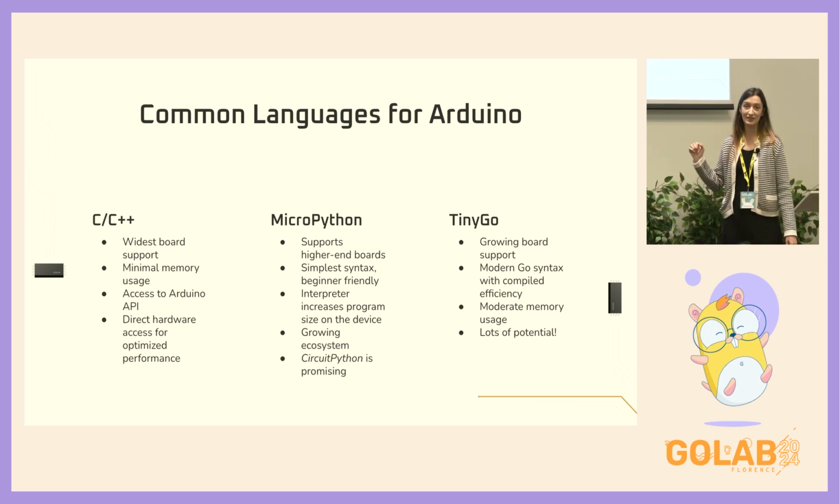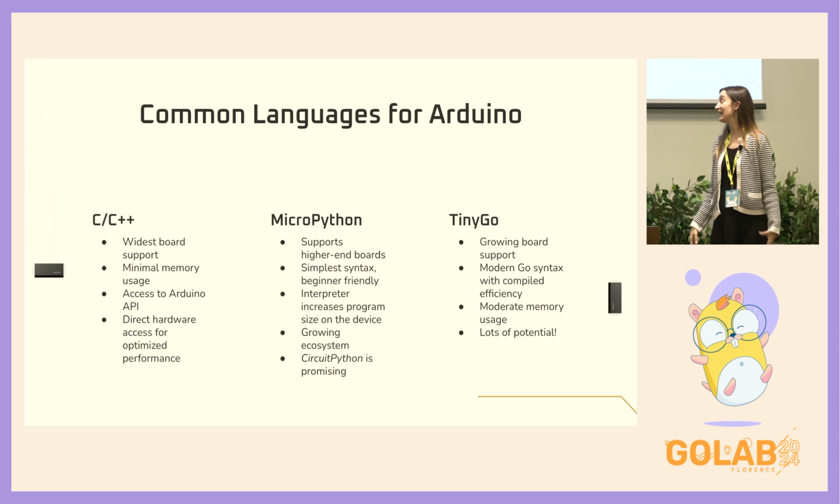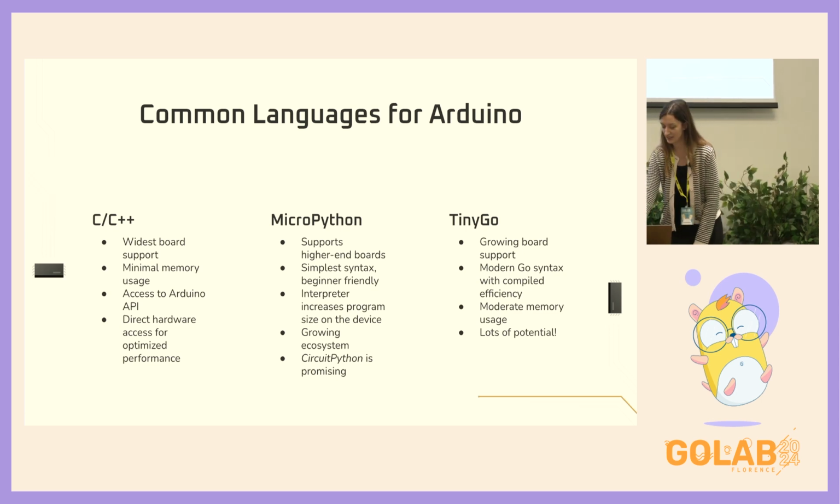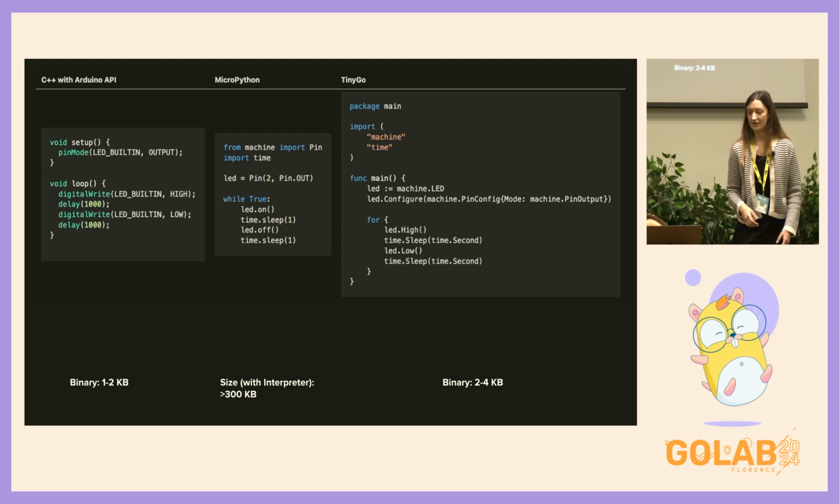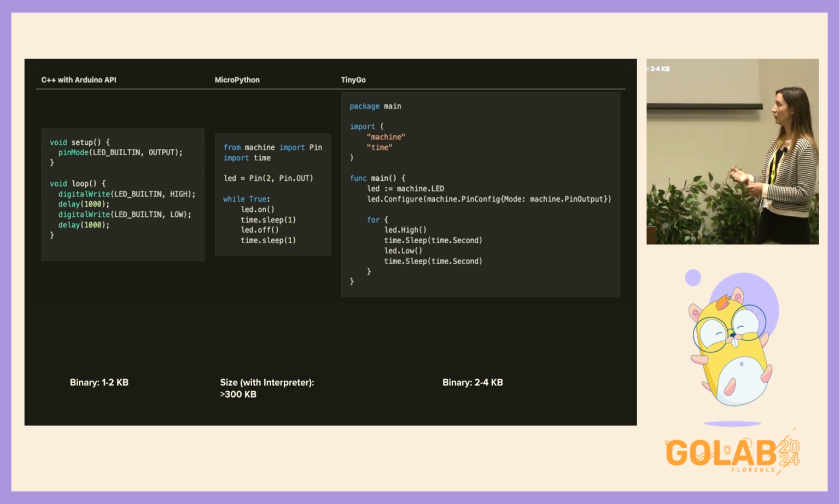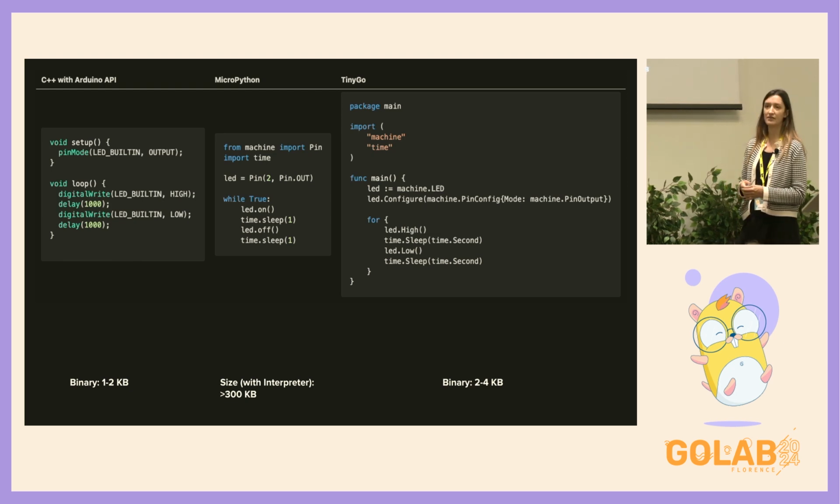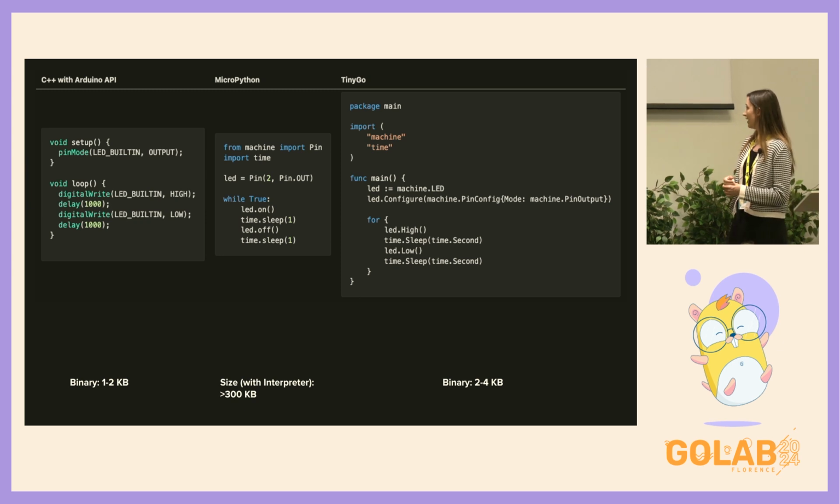But yeah, we also have TinyGo. So this has growing board support. It's Golang, and yeah, lots of potential. So just a quick comparison of a basic LED program in C++ with Arduino API, MicroPython, and TinyGo. As you can see, the syntax for the first two programs is pretty simple to understand, as well as TinyGo. But you have these binary memory differences. And then also with MicroPython, you have the interpreter, which can bloat.